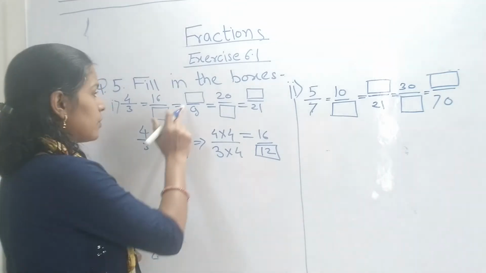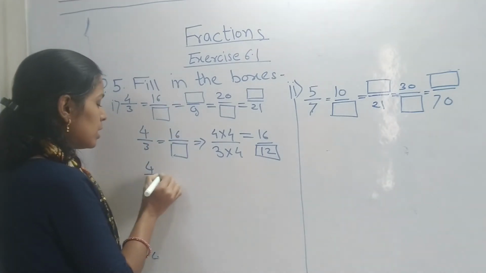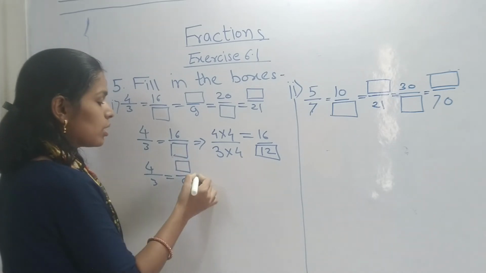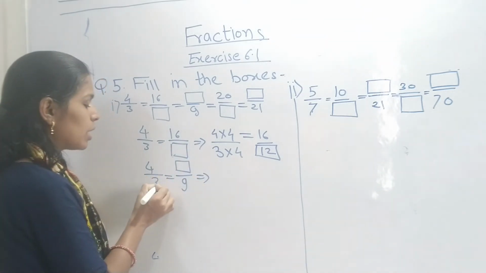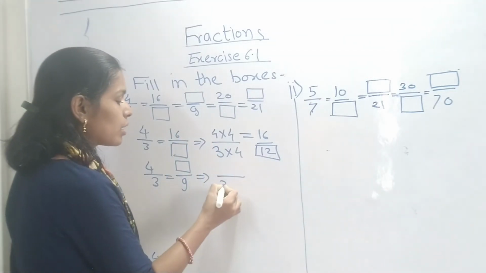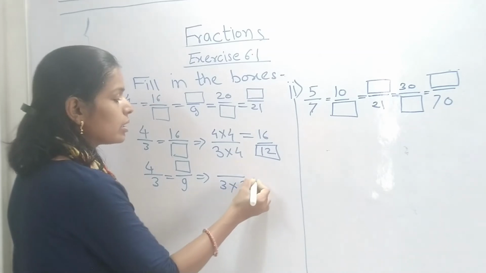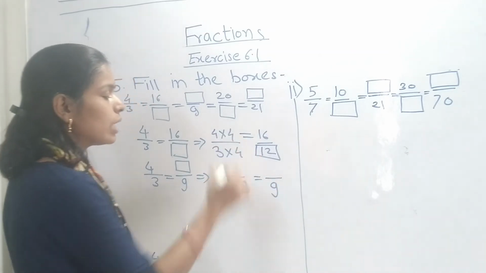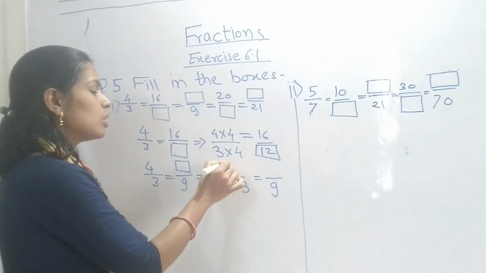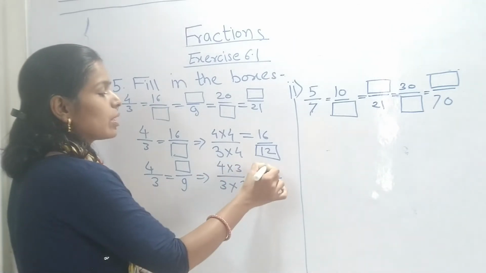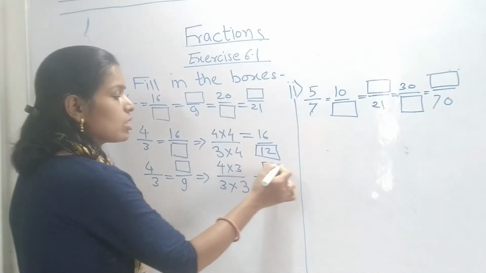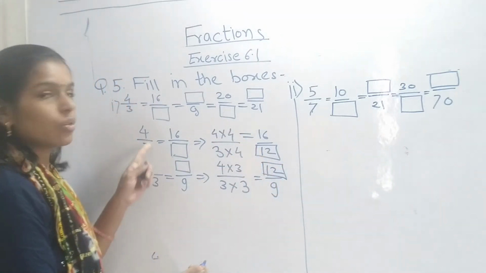Now to obtain the second fraction, here the value of the denominator should be equal to 9. Then what will be the value of the numerator? As we know that if we multiply 3 by 3, you will get the denominator equal to 9. So if the denominator is multiplied by 3, then the numerator also multiply by 3. 4 3s are 12. So here will be 12 upon 9. This is your second equivalent fraction of 4 by 3.